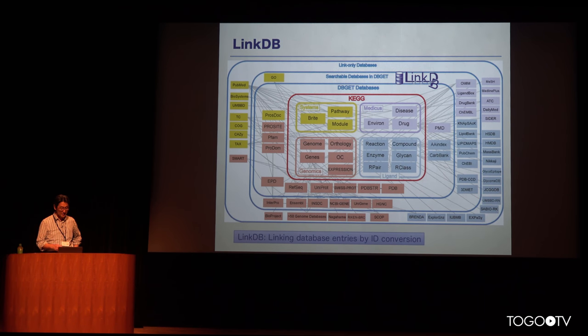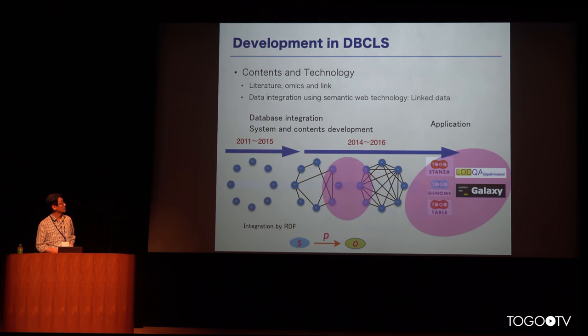So KEGG itself consists of various types of databases, and the databases are linked to each other. So this is a kind of integrated database. But there are many other databases in the world. So we also created LinkDB, which creates a link between the other databases and the KEGG information, so that you can map the information of the other databases to the KEGG pathway or KEGG information.